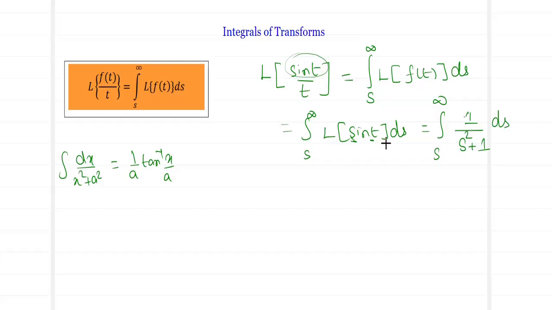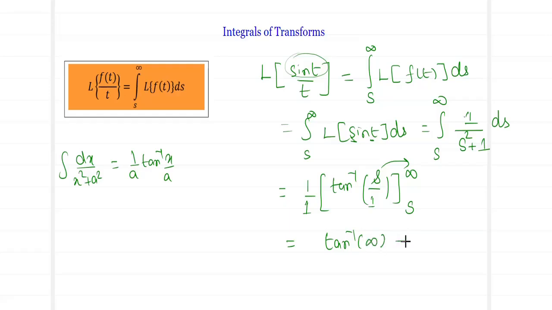So when we apply it, in place of x I have the variable s. This gives me 1 by a. What is a? 1 by 1. Tan inverse of x, where x is replaced as s by 1. So this has to be applied between the limits infinity and s. First let me apply the upper limit to my s. So what happens now? I have this equal to tan inverse of infinity minus tan inverse of s.